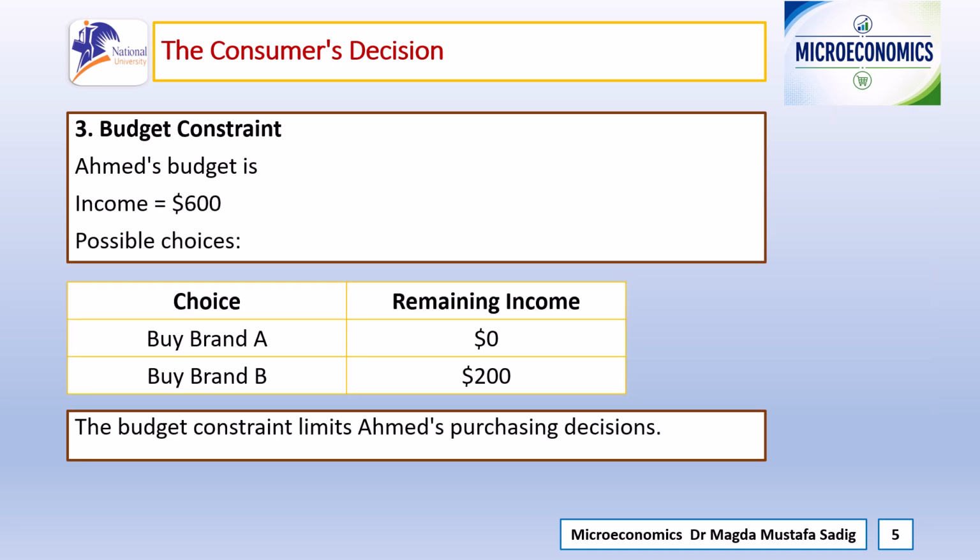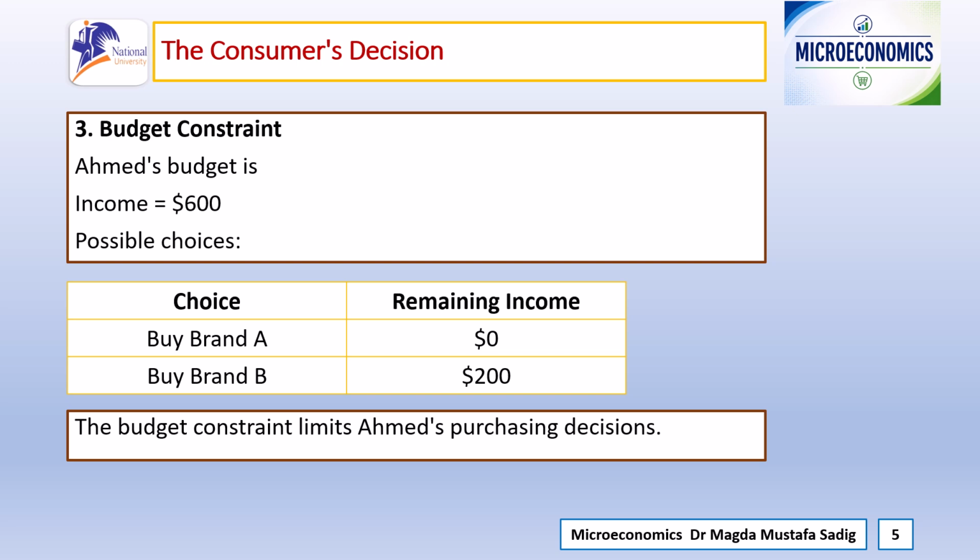Let us come to budget constraint. Now we discuss another important concept, the budget constraint. Ahmed's monthly income equals $600. If he buys brand A, he spends all $600. His remaining income is zero. If he buys brand B, he spends only $400. He still has $200 left. This remaining money can be used for books, transportation, internet, emergency expenses, or savings.